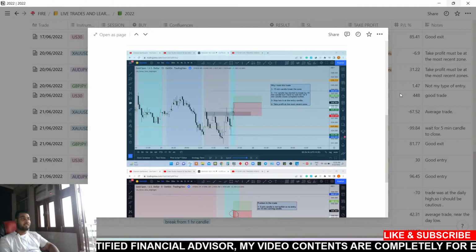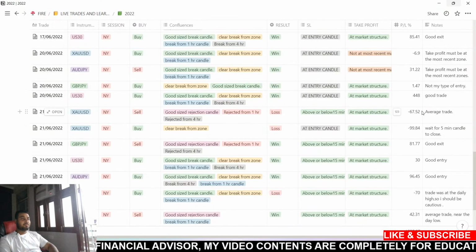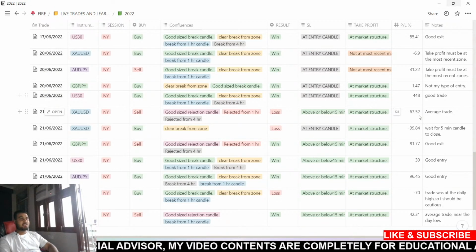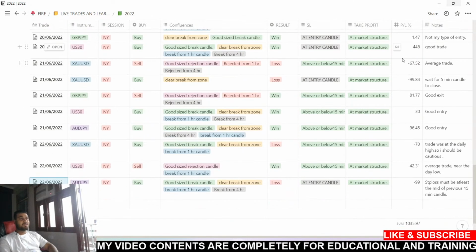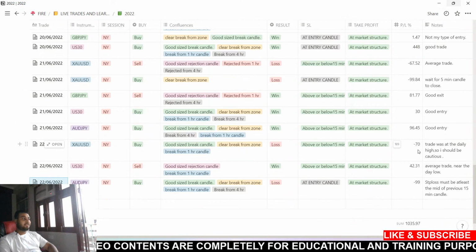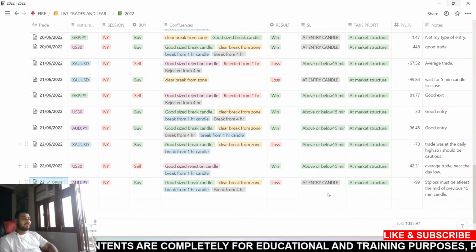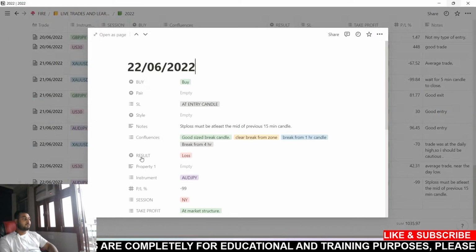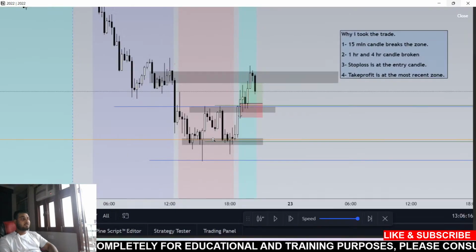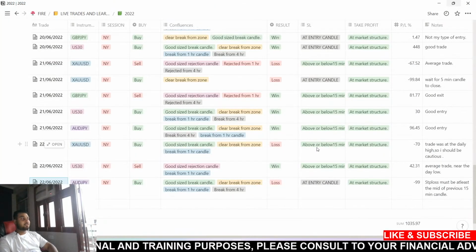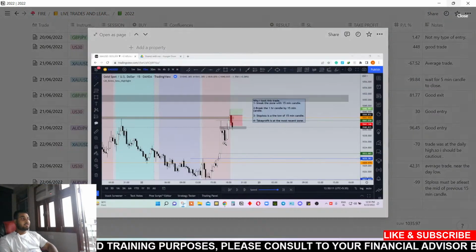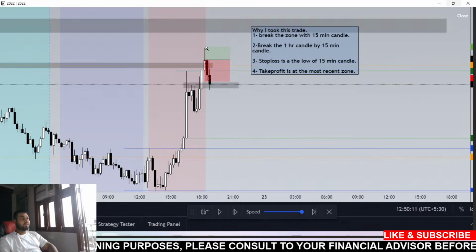This was a false breakout trade. This loss, just by one or two pips, I could have saved it. This $70 gold loss. This $99 loss was also some sort of trade that just came down and took my stop loss. You can see, it just came down, took my stop loss, and then went to my take profit.